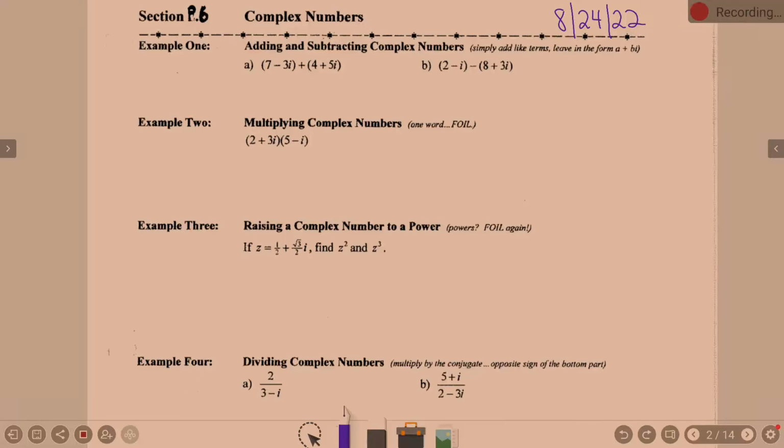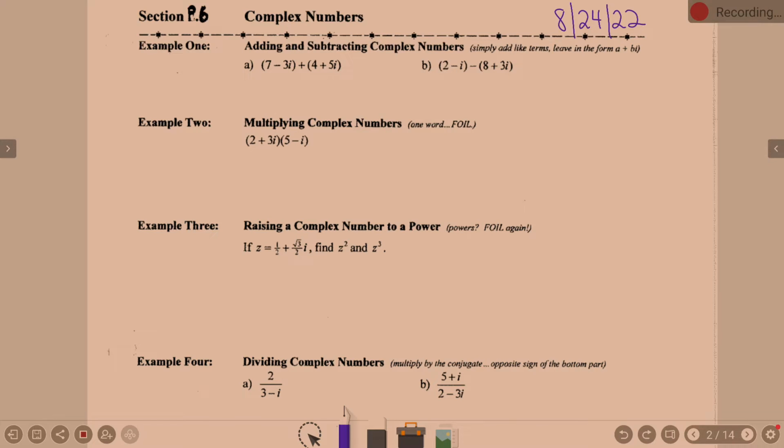So lesson P6 is complex numbers. Dig deep. We learned in Algebra 2 about complex numbers for the first time. If you start scrolling the notes, you'll see something in here. What does a complex number involve?